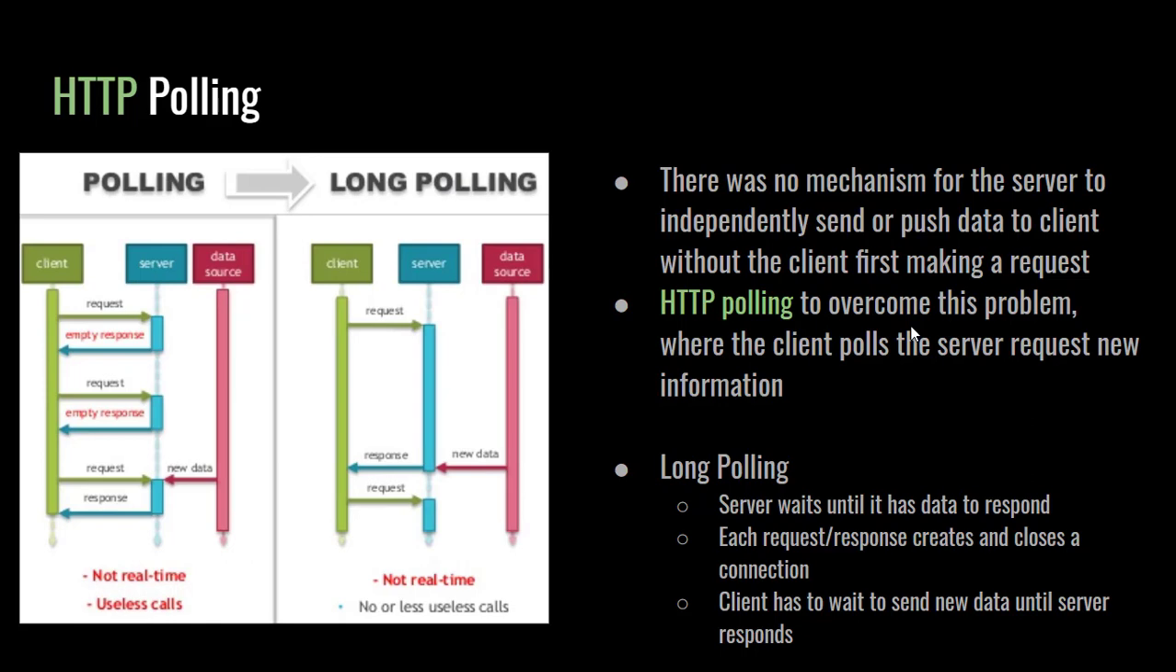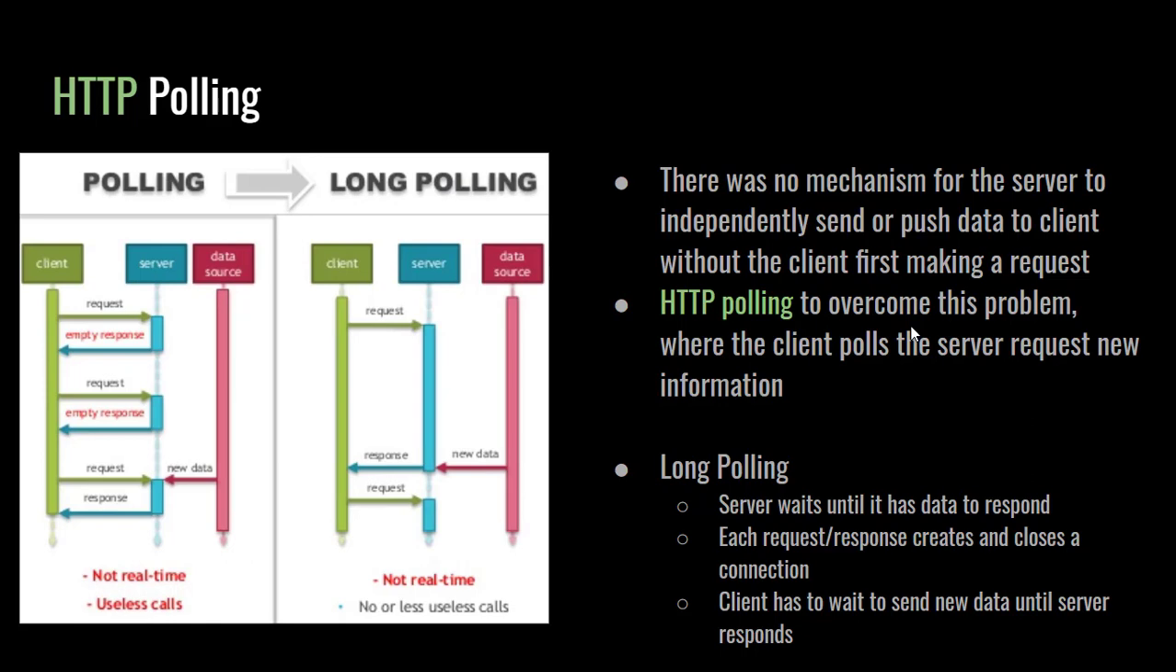On the left there is polling, and what we're saying is the client makes a request, gets an empty response. Request every 30 seconds, empty response, until finally new data comes in, and it's not real time. That's the problem: it's not real time. You fake it till you make it, but it's not real time. It's useless calls. You might have this thing polling for an hour without any data, but it's constantly polling. Versus long polling, where it's not real time either, but you have one big request.